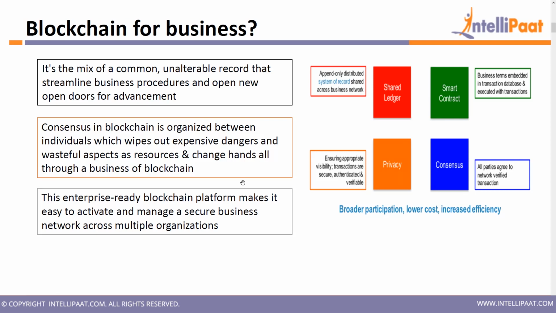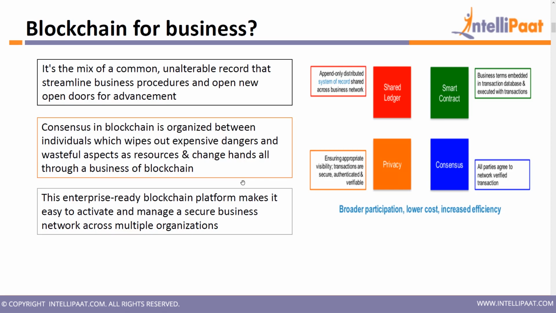This enterprise-ready blockchain platform makes it easy to activate and manage a secure business network across multiple organizations. To make blockchain more flexible for enterprise applications, Hyperledger came with the concept of making it more usable and flexible for multiple organizations that can use it for their existing applications. They just need to migrate to the Hyperledger blockchain platform, and they can use it the way they are using it as of now. So for end users, it remains the same.